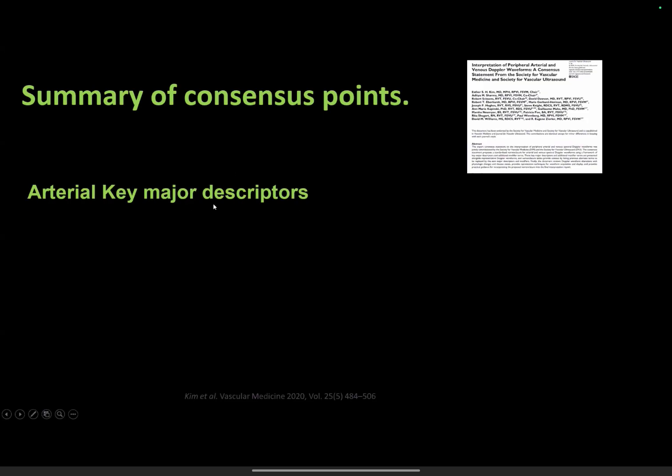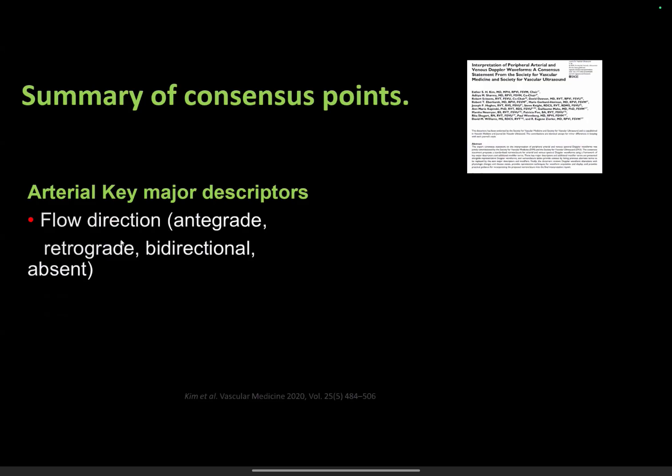Arterial key measure descriptors. Now we use these terms only these days. So flow direction is a very important descriptor. Flow can be antegrade, which is the flow within the artery in its normal direction, normal situation. Retrograde means flow is in the reverse direction throughout the cardiac cycle in certain pathological conditions. It can be bidirectional, that is systolic forward, diastolic reversal, or there can be absent flow. So this is how this description is important.